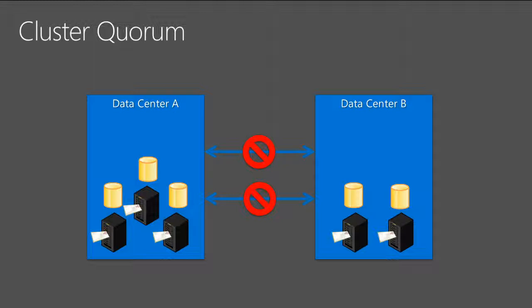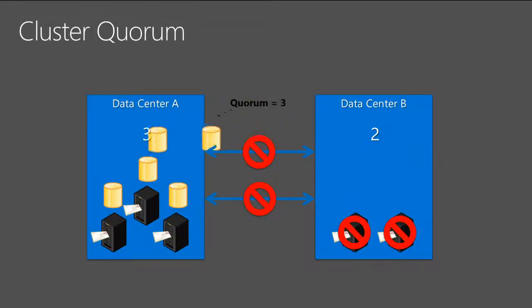And this is where simple math kicks in. I've got 5 total votes. If I divide by 2, I get 2.5. I drop the 0.5, I add 1, I get 3. Who wins? A wins. And when A wins, those nodes will go down in a lost quorum condition, and our databases will move to the other side. That animation took like half a day. So, thank you.